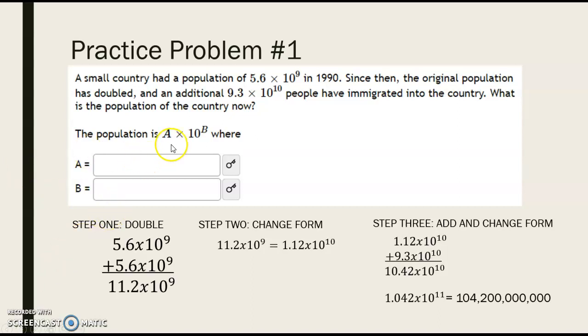When we're entering our answers in this case, we want it in the a times 10 to the b format. Our a here is our beginning number, which would be 1.042. I think MyOpenMath is being a little tricky in some places, and sometimes it's not changing. Sometimes it will count 10.42 times 10 to the 10. Sometimes it wants it written as 1.042 times 10 to the 11th. In this case, all you would put in for b is the exponent, which would be 11. You don't have to write the 10 or any kind of exponent there. Just put the number in. So I would put 1.042 for a and 11 for b.